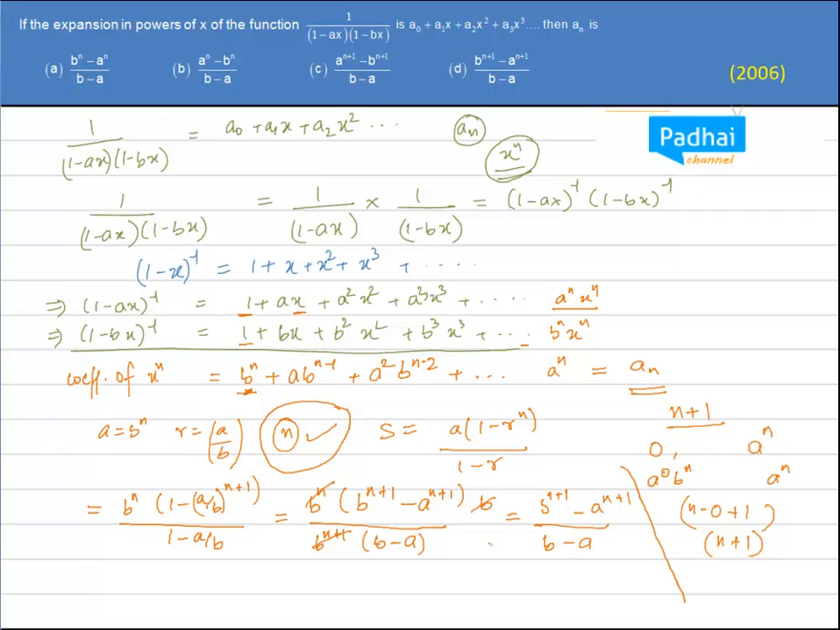Now if you look at the options, it says option D. So that implies option D was the correct one in the paper. Again, it was not an easy problem, but it could have been solved in the paper if you just apply your brains. And the main point that I have already mentioned is that the total number of terms are n plus 1, not n in this case.